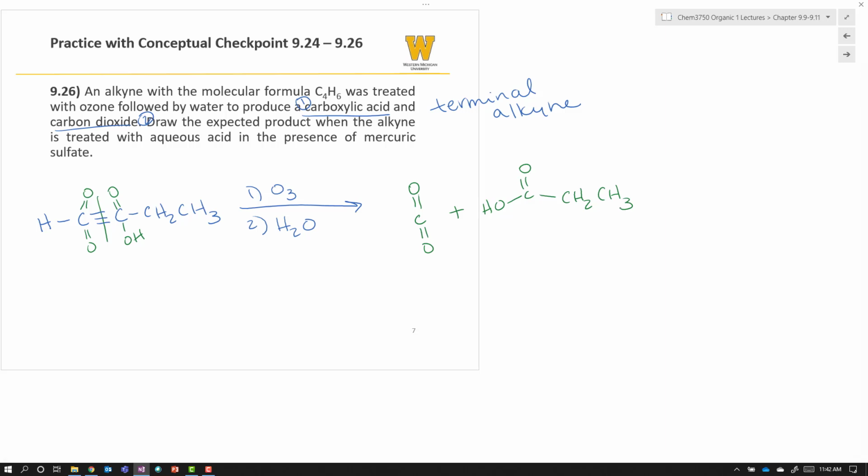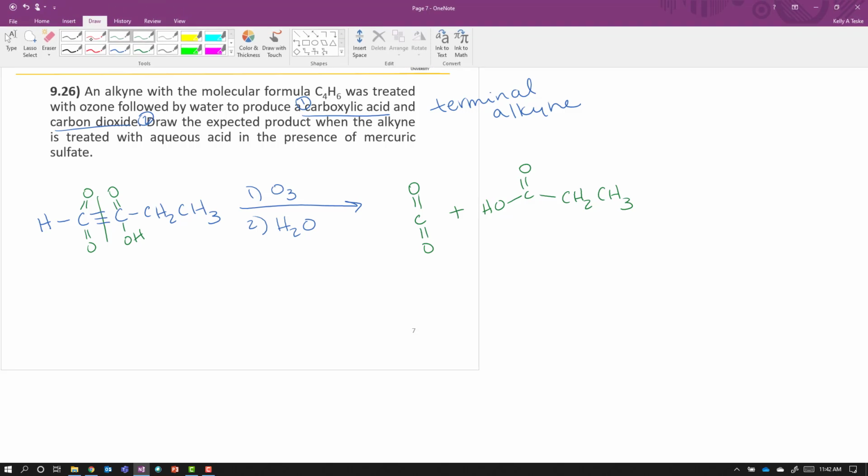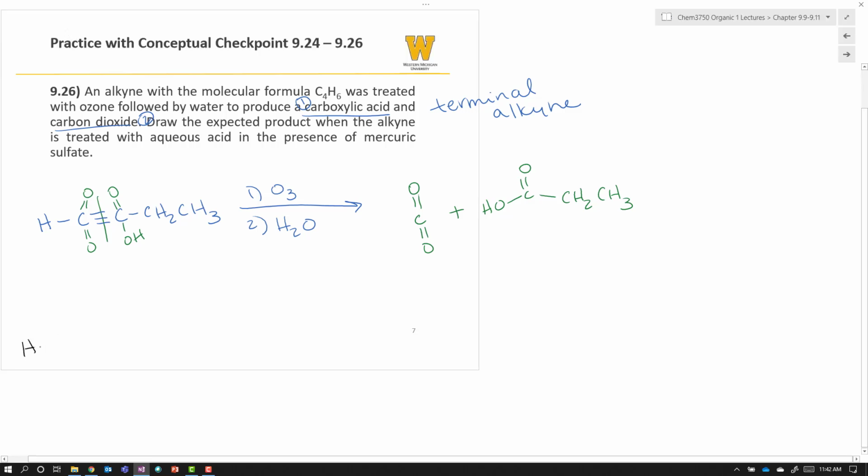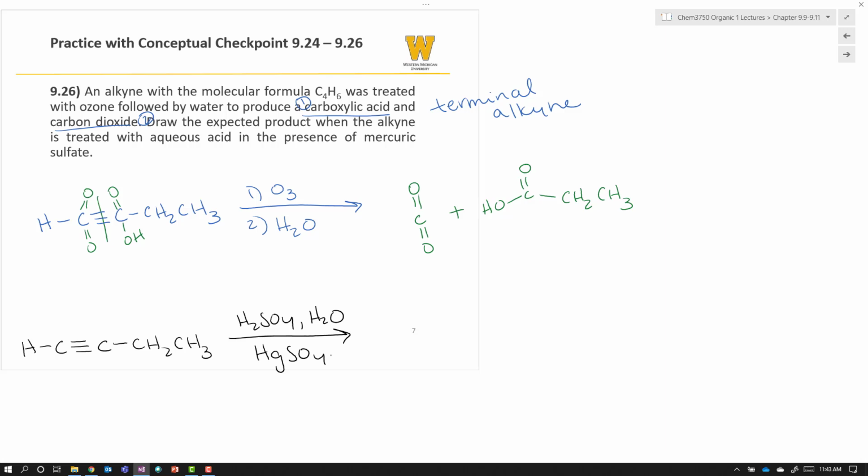So the other part of this question was asking, what happens if we have this same alkyne? So let me draw it again. And we add in sulfuric acid, so aqueous acid, so it's sulfuric acid and water is how we're commonly denoting this, plus mercuric sulfate. So what type of reaction is this? And you should get used to asking yourself, what type of reaction am I doing and what am I starting with? We're starting with an alkyne and we're doing an acid catalyzed hydration reaction.